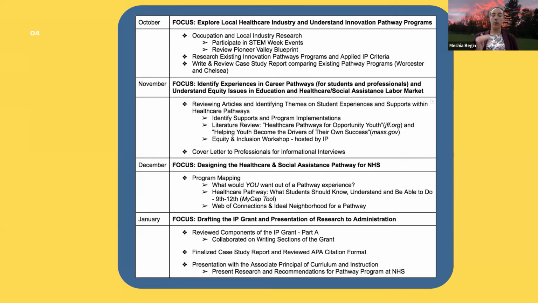But we always remembered that we needed to focus on exploring the industry, we wanted to identify those essential elements of a pathway and make sure that we were taking our time and researching what they meant to us, but also to the innovation pathway process. And then being able to design our own pathway and start drafting the grant. So we started in October, and by January, we were able to get to that point.